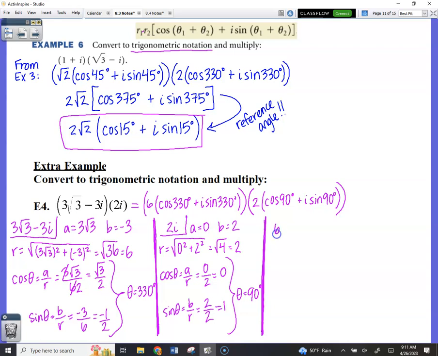R1 was 6, R2 was 2. You could go ahead and multiply that. I'm going to show where all of my numbers come from, though, in case you're confused. Theta 1 was 330. Theta 2. So this is 12. Cosine 330 plus 90, 420.